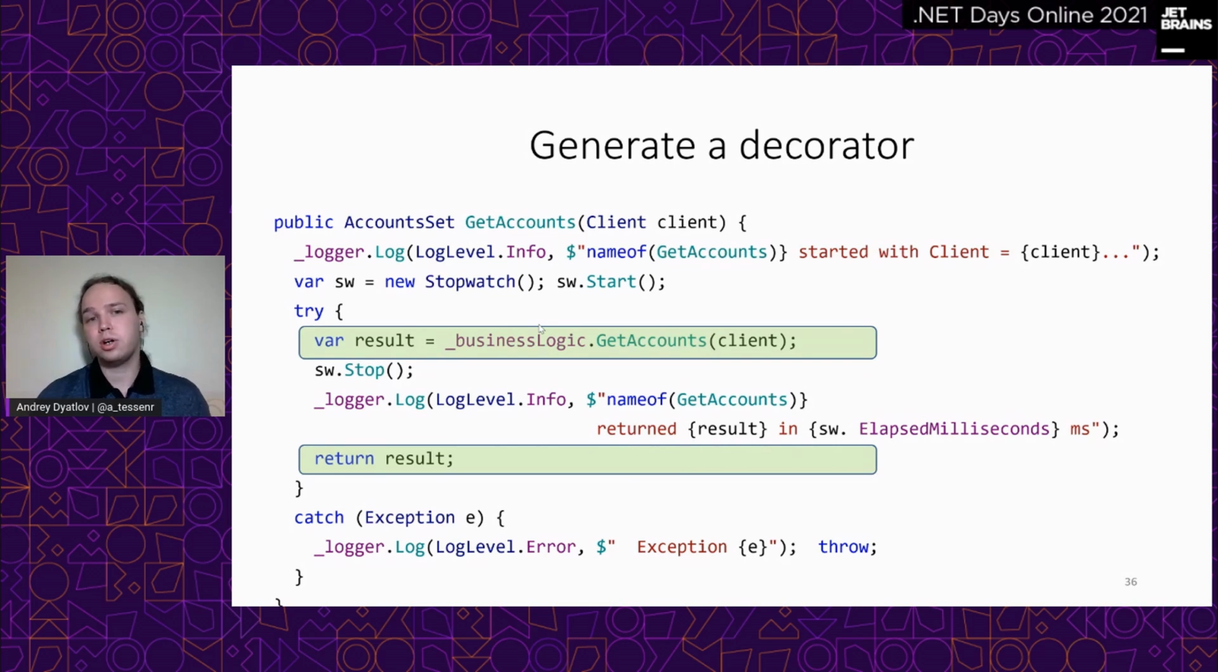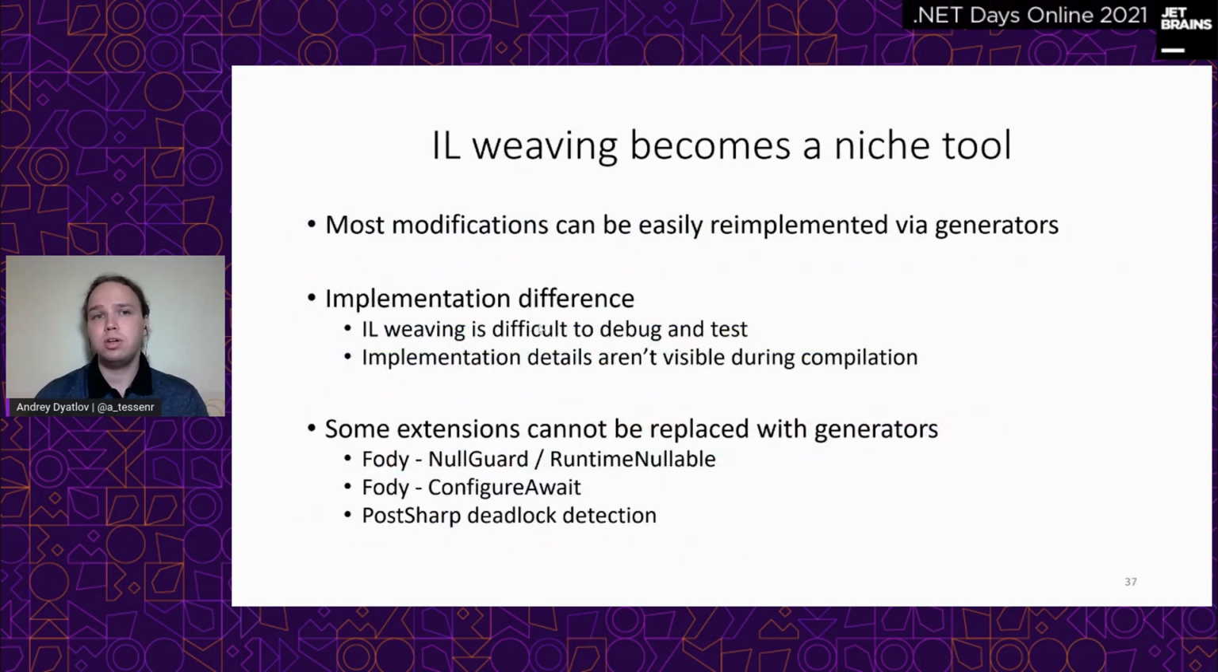And I'll also have some problems when I won't be able to extract something into an interface, for example, static members or private methods. For this, you can try to use abstract classes and extend them from a generator. And with this, I believe that IL weaving will become a niche tool because most modifications can be easily re-implemented with generators. There will be a slight implementation difference. IL weaving is difficult to debug and test, but at the same time, implementation details won't be visible during compilation.